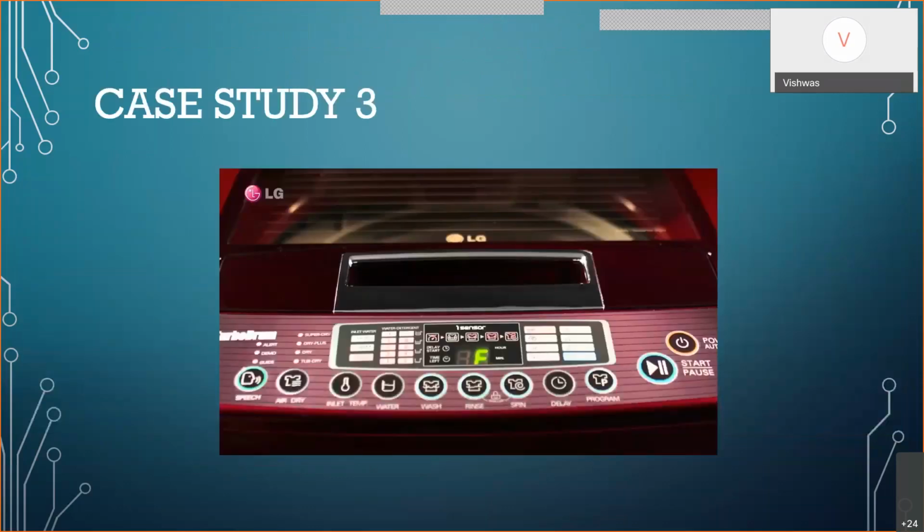So let me go to the next slide. Yeah, so we talked about this thing. So how are we using digital electronics in a washing machine? You might have seen a lot of washing machines coming with electronic control. There are multiple washing machines: automatic, semi-automatic, front loaded, top loaded, all those things are there.